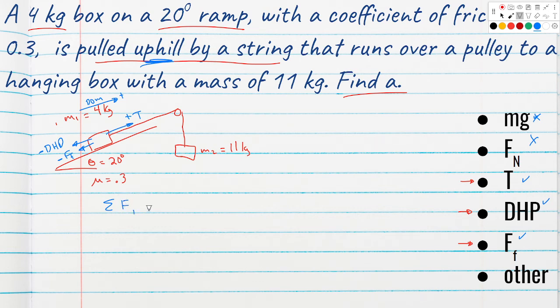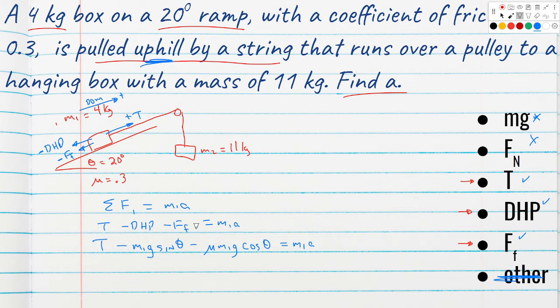The sum of the forces on mass 1 equals mass 1 times A. I've got 3. Oh, and nobody's pulling on either box, so we can just leave that one out. T minus DHP minus F sub F equals M1A. Okay, that's my first equation for this box. I can fill in some little gaps here. I know the downhill pull was mg sine theta. I know the force of friction on an incline is mu mg cosine theta, and that's equal to M1A.